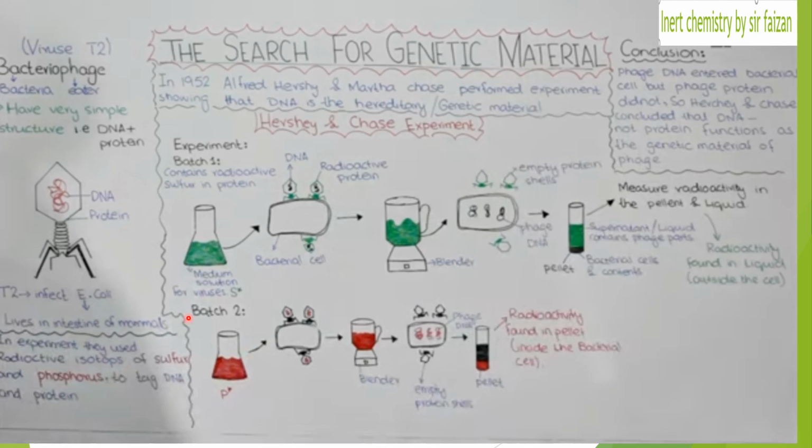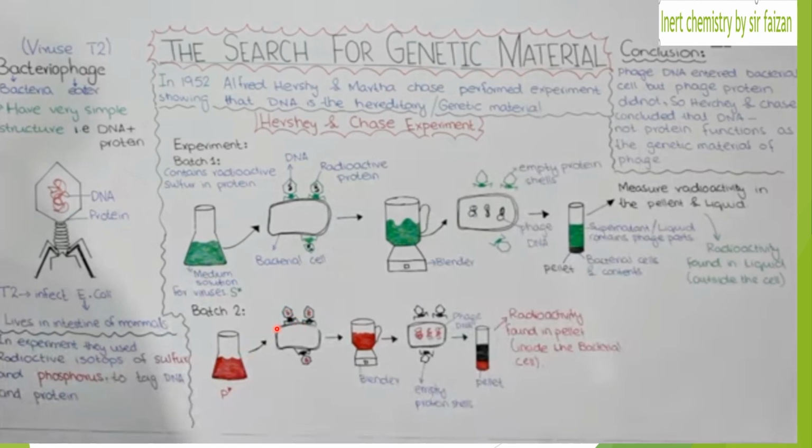In the next part of their experiment, they used a solution containing radioactive phosphorus. They allow viruses to grow in this medium, and you know that phosphorus is one of the basic components of your DNA that is involved in the formation of phosphodiester bonds. So as they grow the viruses in this medium, this radioactive phosphorus gets incorporated into the viral DNA.